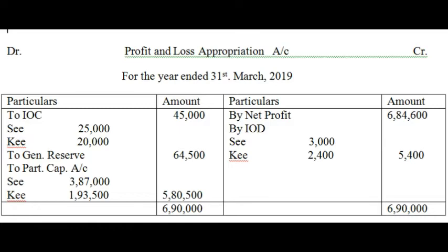Now the marking: for the board examination, this question may carry 5 marks and each entry carries half a mark. So you should be very careful in solving the question.